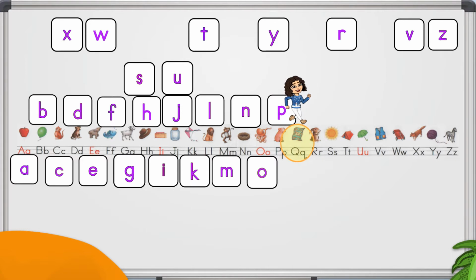Uh-oh, what happened? We haven't learned the letter Q yet, so we don't have a letter Q tile yet. R, there's R.